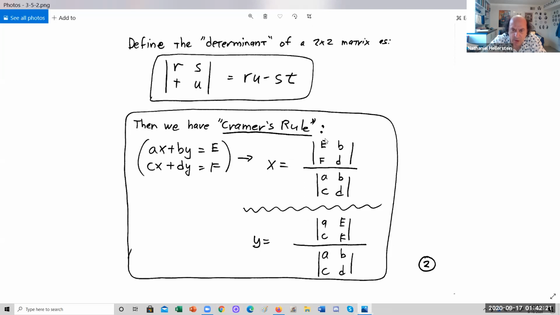For X, what we do is we put the E, F in the first column: E, B, F, D. For Y, the second variable, we put the E, F in the second column: A, E, C, F, over determinant of A, B, C, D. That's Cramer's rule. And I do believe I have a Cramer's rule extra credit set on the module, and you, of course, are welcome to do it.